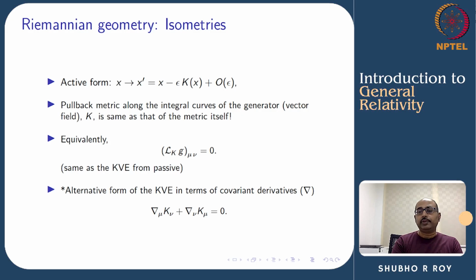There's another alternative form of the Killing vector equation which you will see while reading papers or the literature. This is in terms of covariant derivatives, which I'm not going to introduce in this lecture, but it is for the next lecture. In terms of covariant derivatives, the Killing vector equation appears very nice, aesthetically pleasing, as you can see. It's the covariant derivative, mu derivative of the k nu component, plus the reverse order.